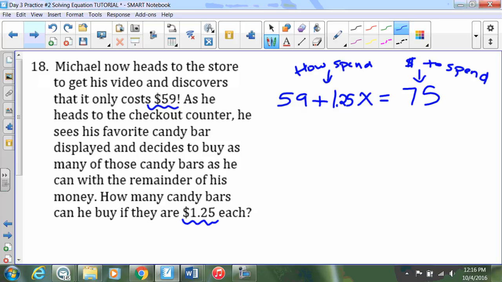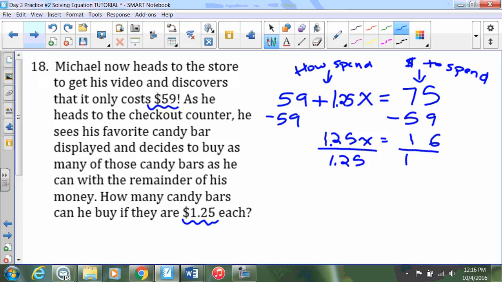All right, once again, I'm not sure if that's helping anybody, but it's been helping a few of my students. So here we go. We've got the problem set up. The first thing we need to do is subtract 59 from both sides. So we're going to bring down the $1.25. We're going to say 75 minus 59: 15 minus 9 is 6, and 6 minus 5 is 1. So he's got $16 left after buying the video game. Of course, we're not counting tax. And so let's find out how many candy bars he can buy with $16.